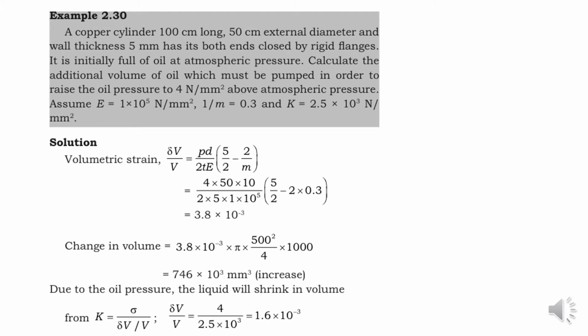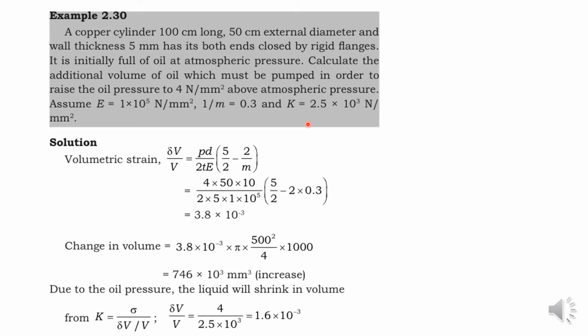So there is a change in pressure, which is increased to 4 Newton per mm square, and assume E equal to 1 into 10 raised to 5 Newton per mm square, Poisson's ratio 1 by m, or mu, equal to 0.3, and bulk modulus K equal to 2.5 into 10 raised to 3 Newton per mm square. So we have a copper cylinder with a length of 100 centimeter, diameter 50 centimeter and thickness 5 mm. Initially the oil is at atmospheric pressure, then the pressure increases to 4 Newton per mm square. So we have to find the value of the volume change.